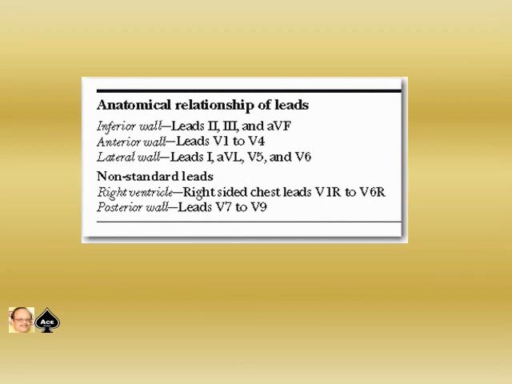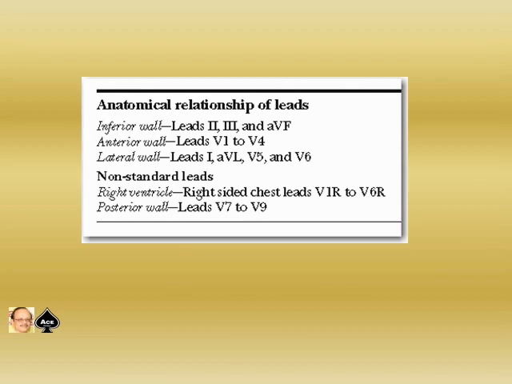To sum up, this anatomical relationship of the leads is shown in this figure. Inferior wall, you will look for changes in leads 2, 3 and AVF. Anterior wall, changes are seen in V1, 2, 3, 4 leads. Lateral wall, the changes are seen in lead 1, AVL, V5 and V6.